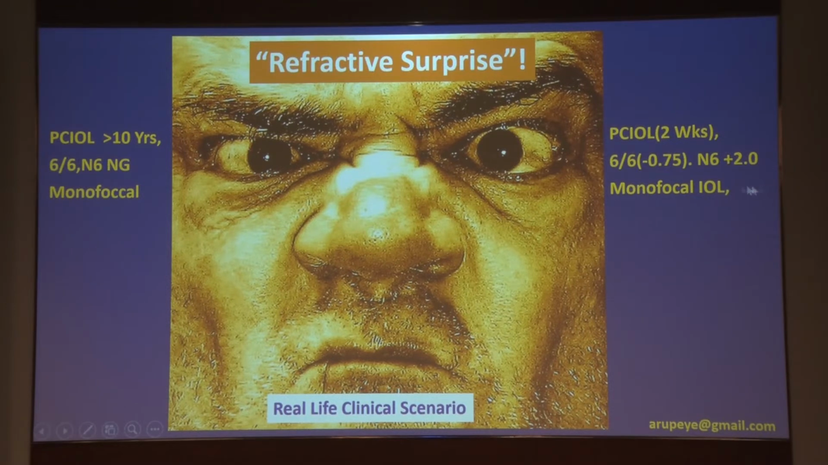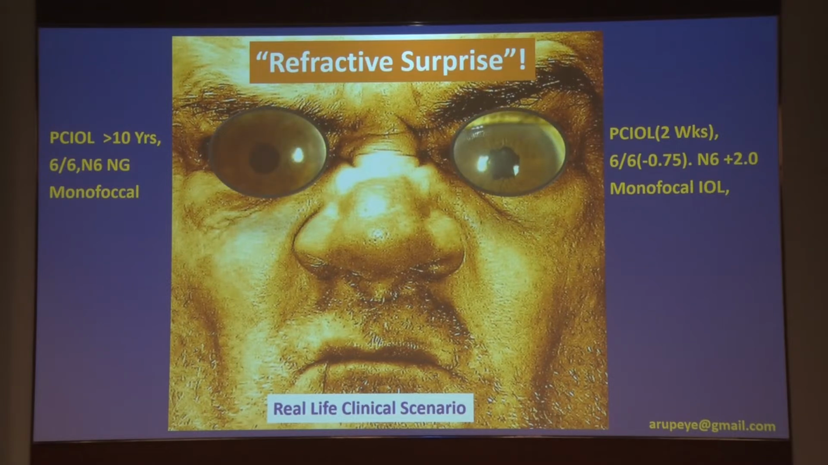Actually, it is such a good refractive outcome. With minus 0.75, he reached 6/6, and he requires only 2 diopter to get N6. So even without having a refractive surprise, you could have patients blaming you and feeling very dissatisfied, because maybe in this case proper counseling was not given. He was not told that it is just a monofocal intraocular lens, and that you'll have pseudophakic presbyopia, and you'll need correction for that. So this is what had happened.